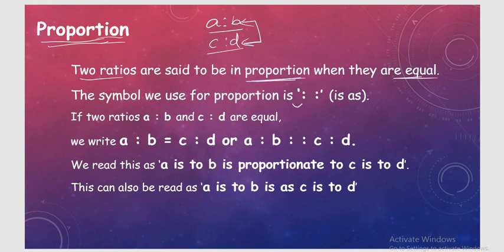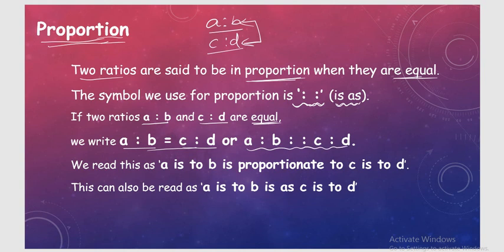The symbol that we use for proportion: for ratio we use only two dots vertically, and in proportion we are going to use double, right? So we will be using four dots and we will read it as 'is as'. Now let us see, if A is to B and C is to D are both equal, then symbolically we can write A is to B is equal to C is to D, or you can simply write A is to B is as C is to D.